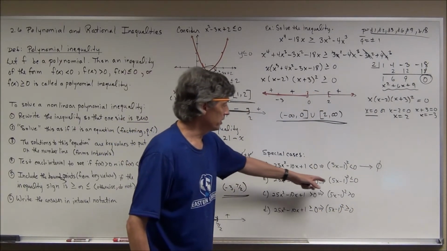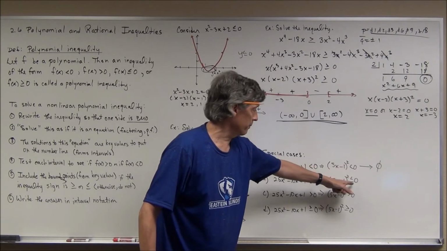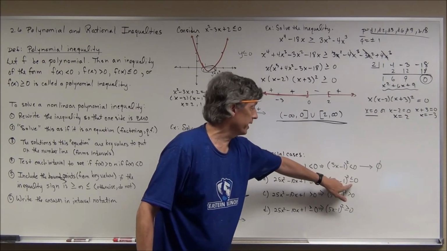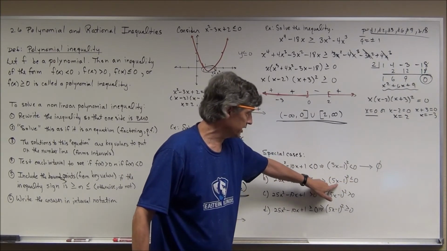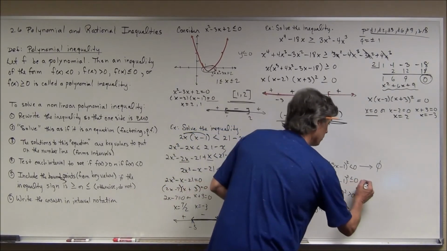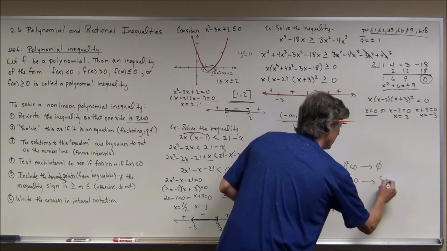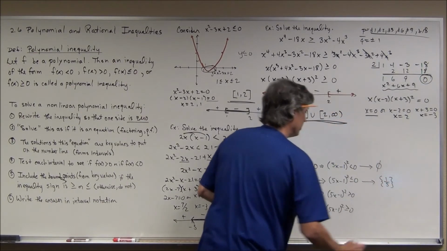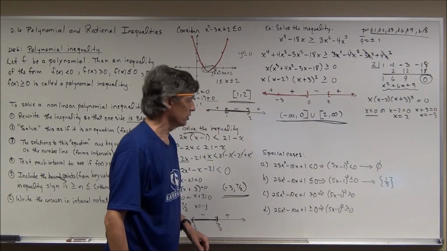And in this example, you say, well, it can't be less than 0 here, it can't be less than 0 here. That's true, but it can equal 0. Remember, it's just that at 1/5, 5 times 1/5 minus 1. So this has one solution of 1/5. You just take the 5x minus 1, set it equal to 0.